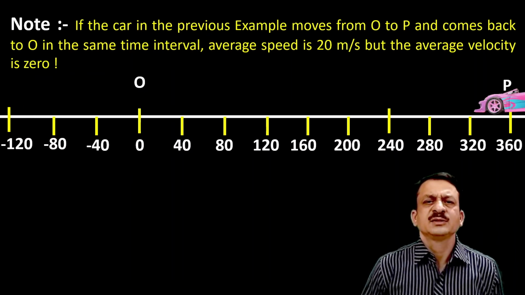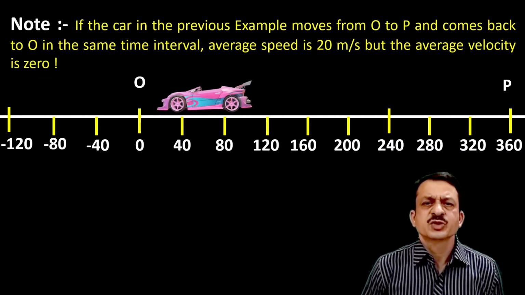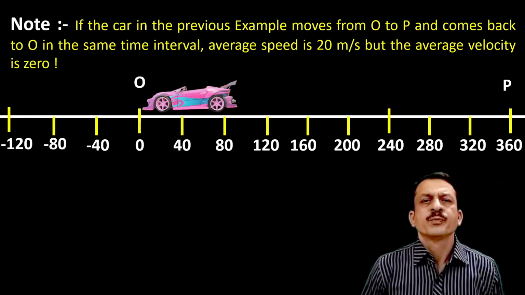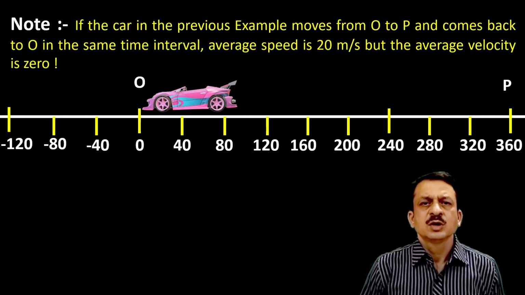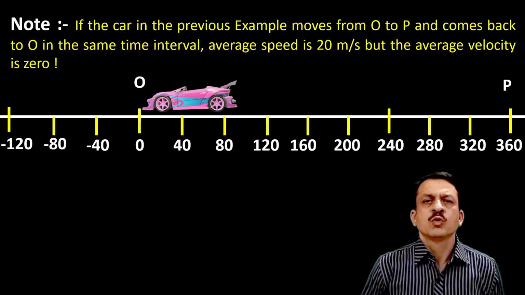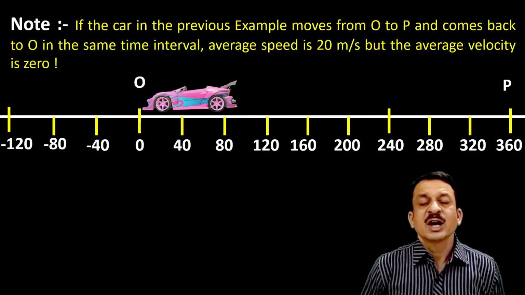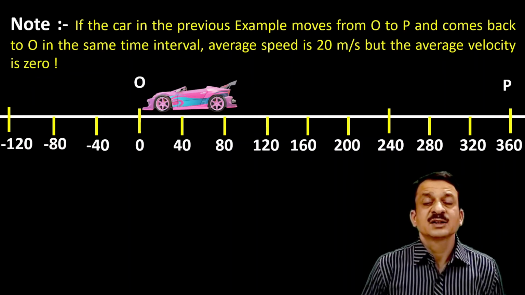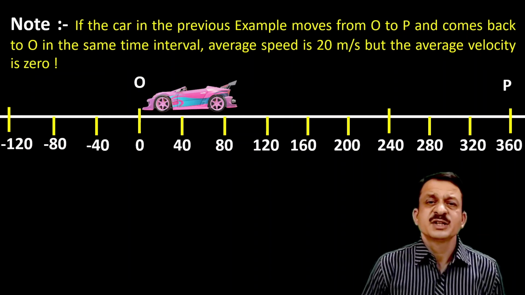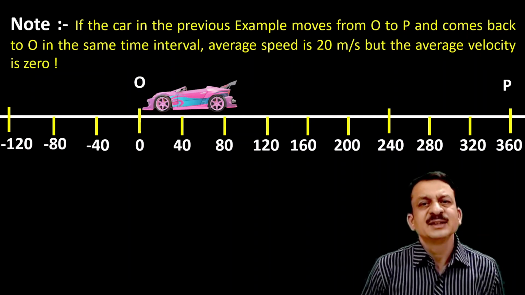From there he comes back. We return back to the point O. While coming back it is the same time interval, he says. He took 18 seconds to come back too. The displacement while coming back is minus 360. Therefore the total displacement in moving from O to P and then back to O is 0, and hence average velocity is 0. But see what the average speed becomes if you calculate it. So 360 plus 360, 720 is the path length.